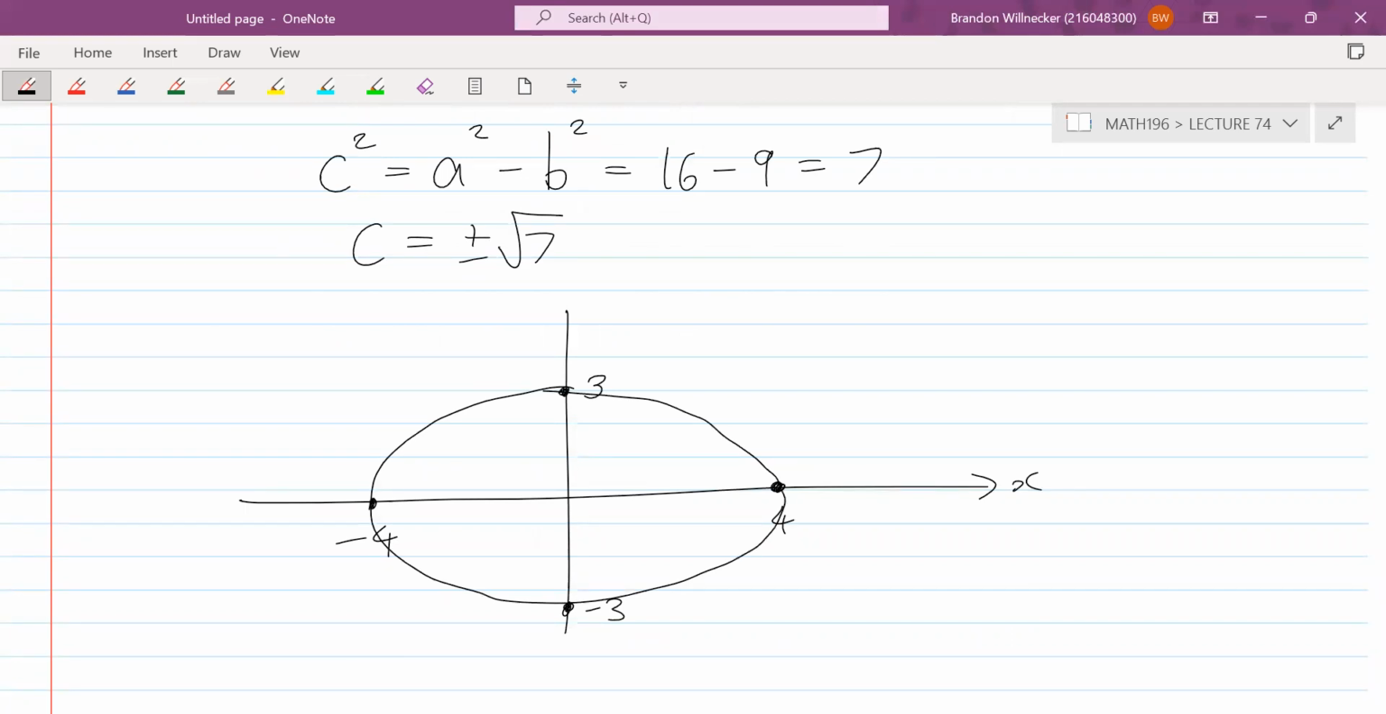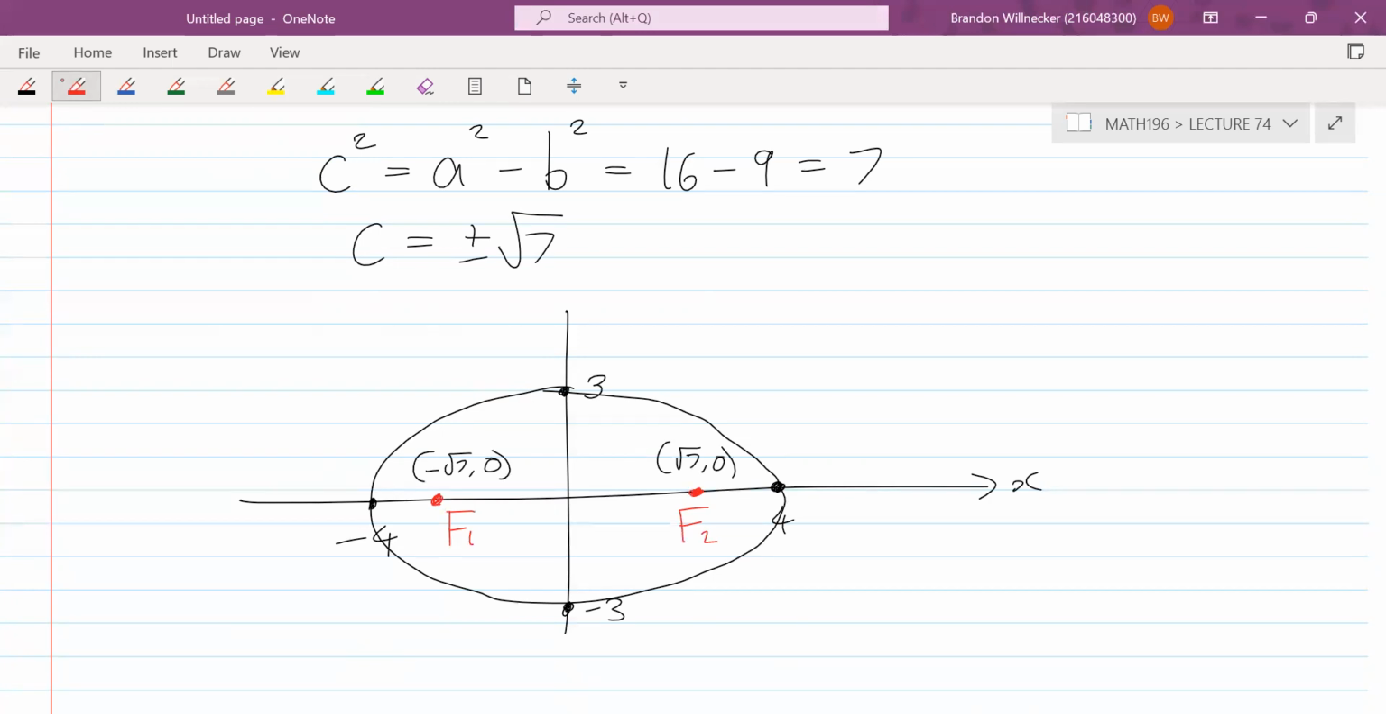And then the focal points are going to be somewhere inside here and equidistant away here. That's our minus root 7, 0 and root 7, 0. So those are the two focal points, and we can label those F1 and F2.